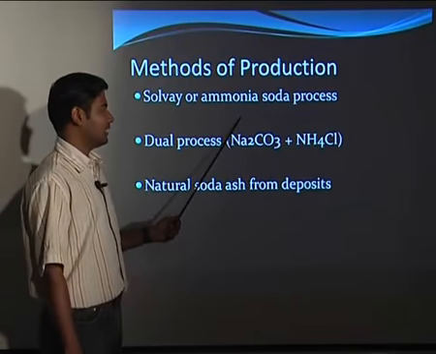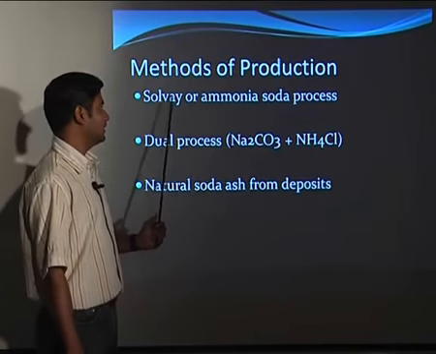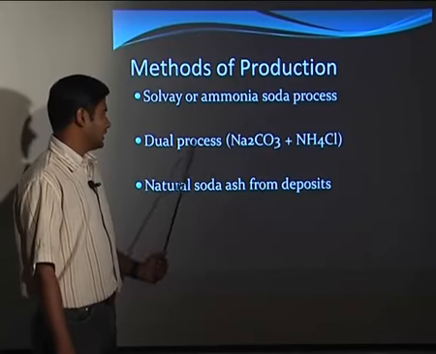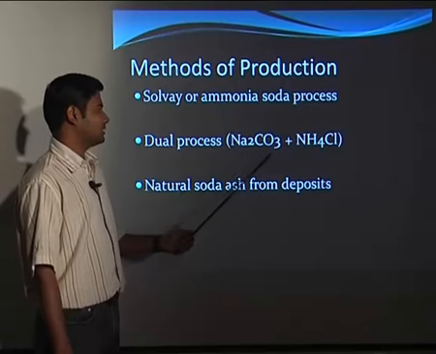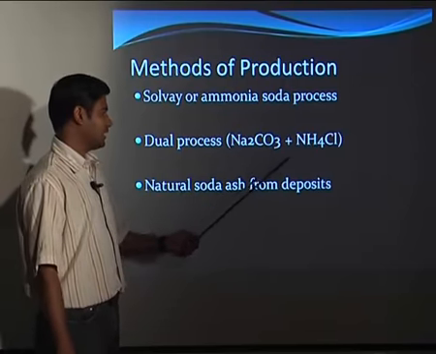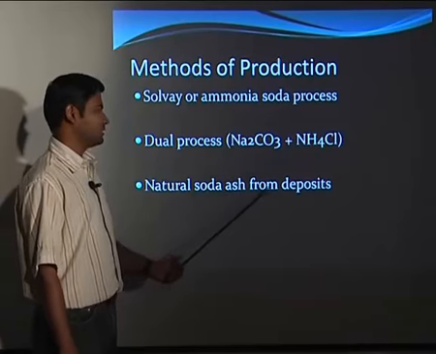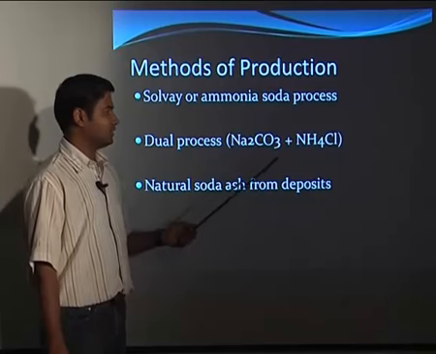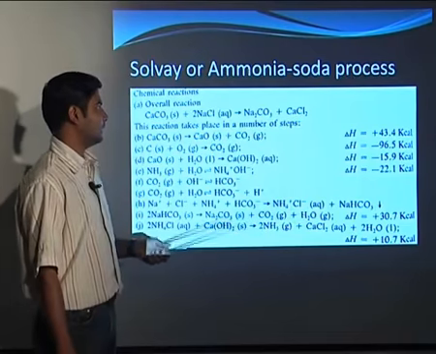So there are three processes for soda ash production. One is the Solvay or ammonia soda process. Then we have the dual process, which uses sodium carbonate and ammonium chloride, and the third one is natural soda ash from the deposits. These processes we will discuss in detail in further slides.